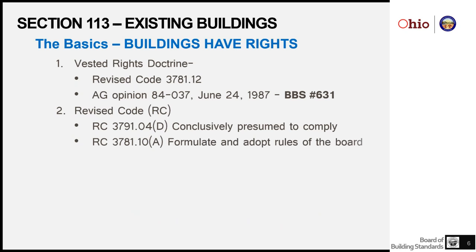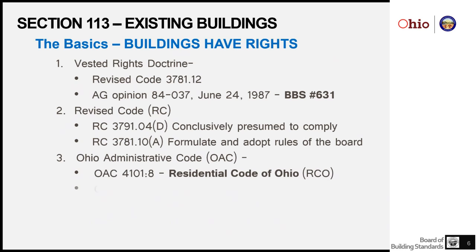The revised code also has 3781.10, which gives the Board of Building Standards the authority to formulate and adopt rules of the board, building codes that will build on the statutory stuff. And those rules are in the Ohio Administrative Code, or OAC. For residential code, that's 4101:8, the Residential Code of Ohio. Chapter 1 is talking about the administration of that code, and Section 102.7 is the first reference that we have to existing buildings.